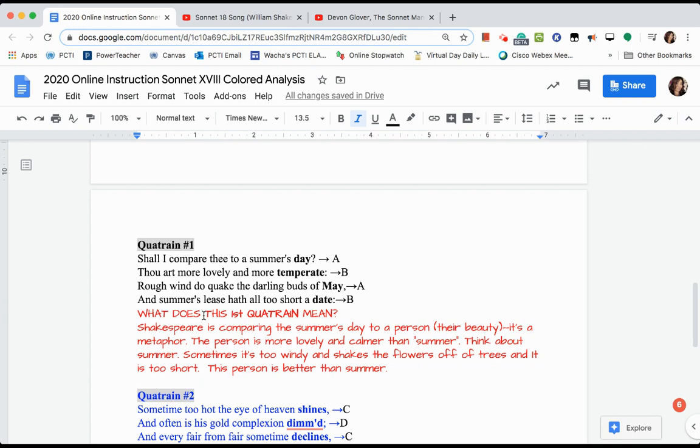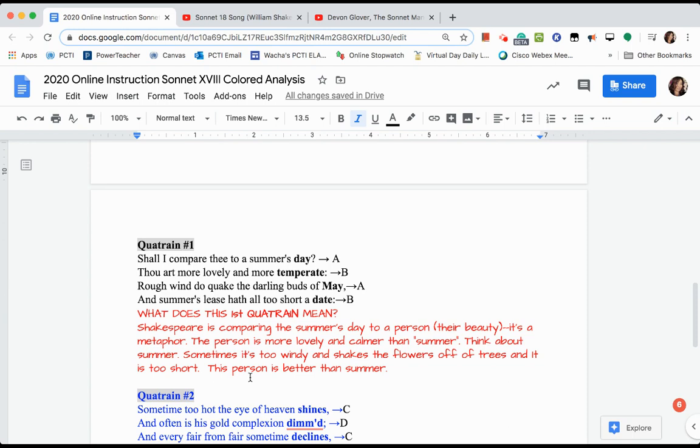And then it also says that summer's lease hath all too short a date. Think about a lease. That's like the time that you spend at a place. Like summer is short. How many of you feel that summer is short? Probably all of you, right? Like, especially when you're on vacation and you're having fun and whatnot. Like, you don't want summer to end, but it does eventually end. And sometimes it even feels shorter than winter, right? So, summer's lease hath all too short a date.